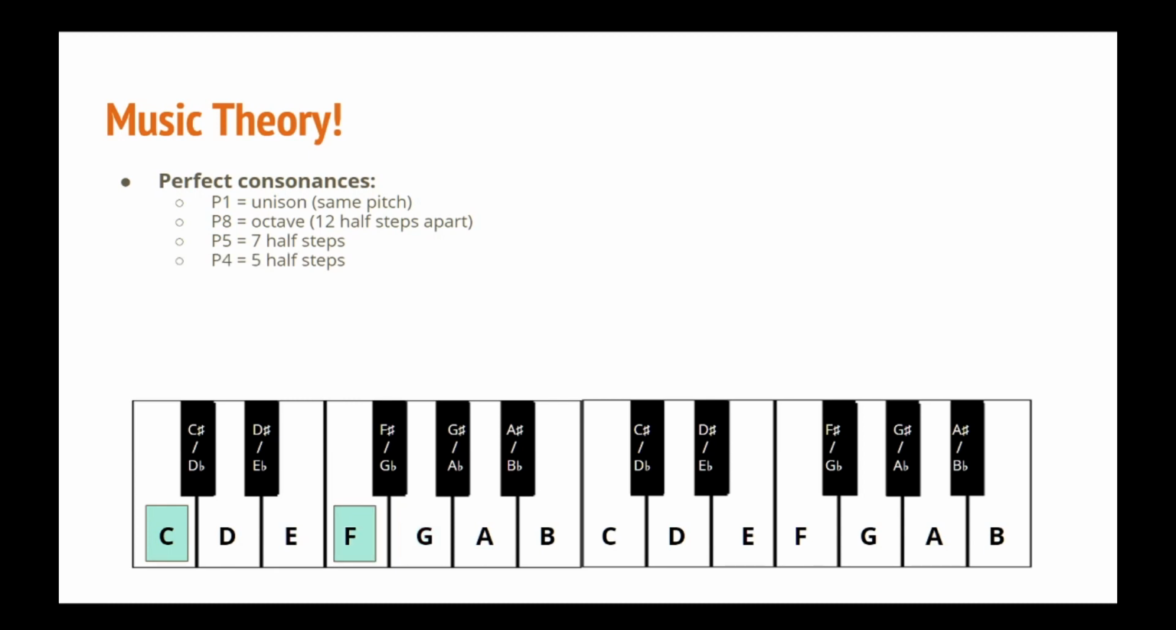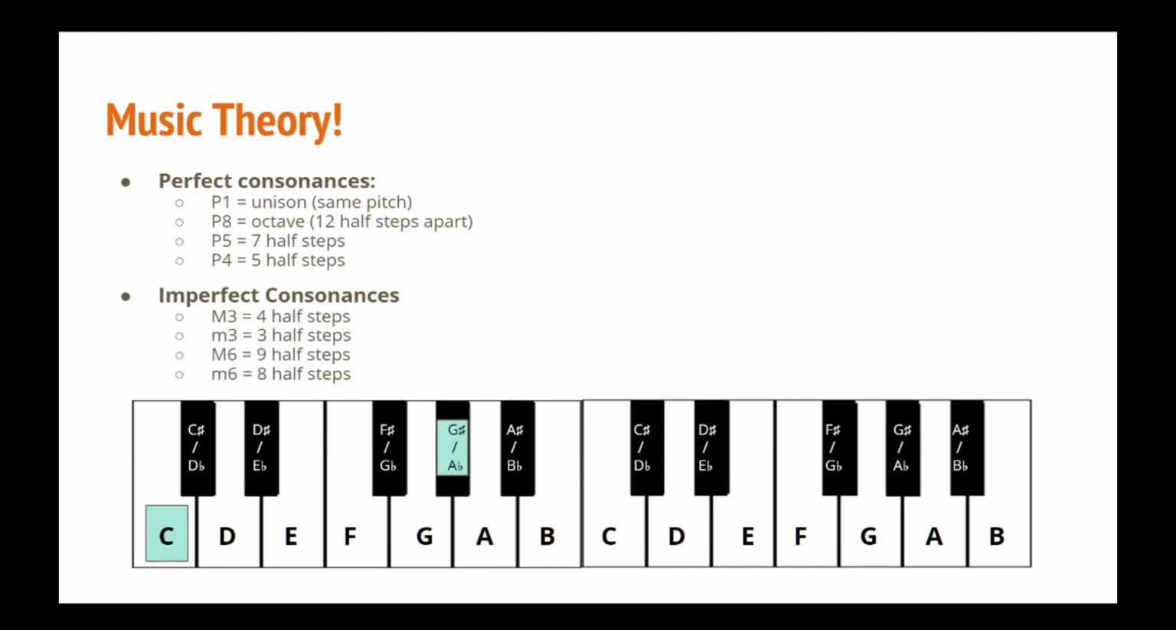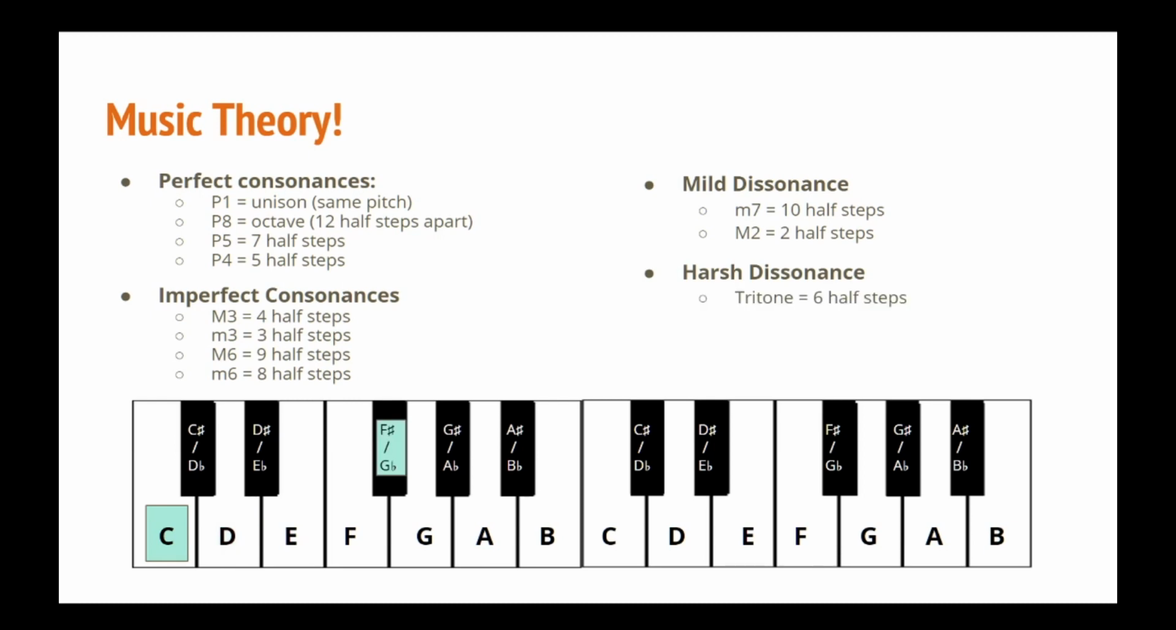Then we have imperfect consonances, which will be our major and minor thirds, and our major and minor sixths. Then moving into the dissonances, we have mild dissonances, which are our minor seventh and major second. Finally, wrapping it up with harsh dissonances, with our tritone, major seventh, and minor second. These categories will be important to know, and I recommend committing them to memory if you're able. They'll form an important role in our approach to part writing.